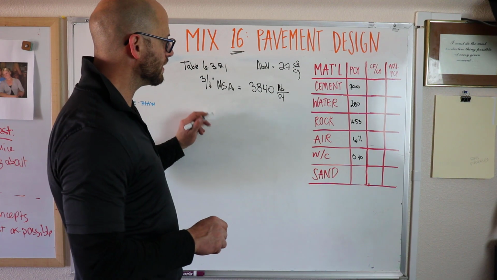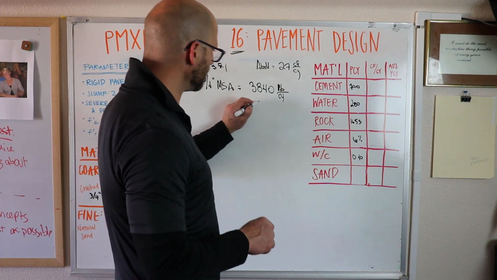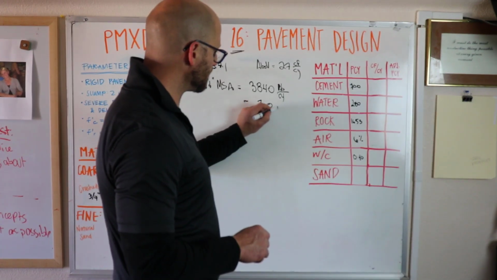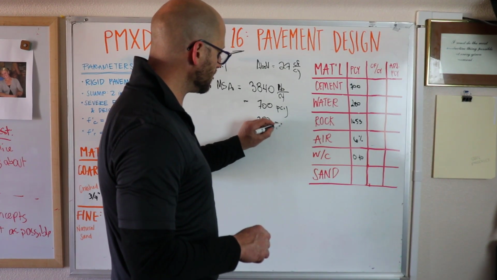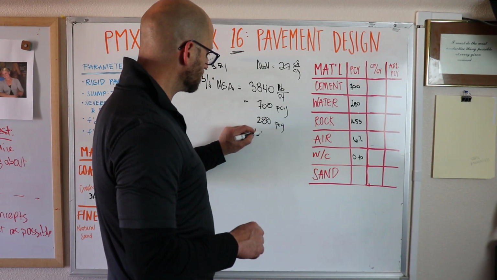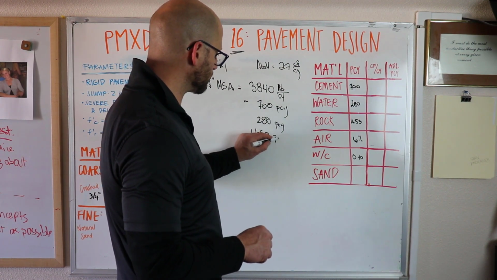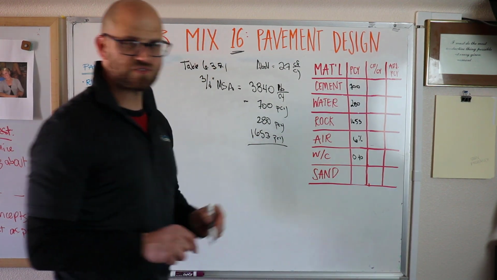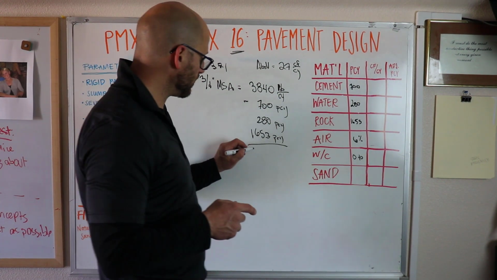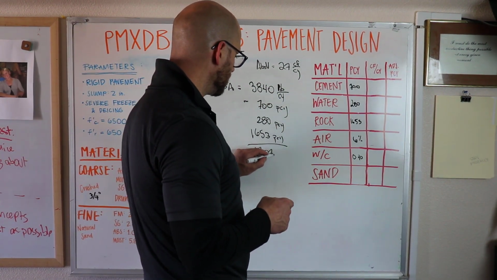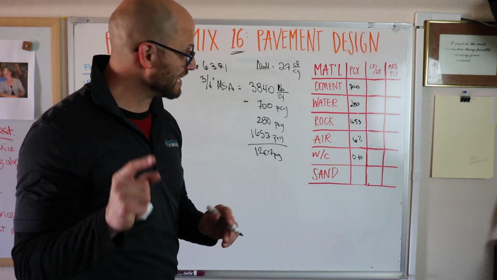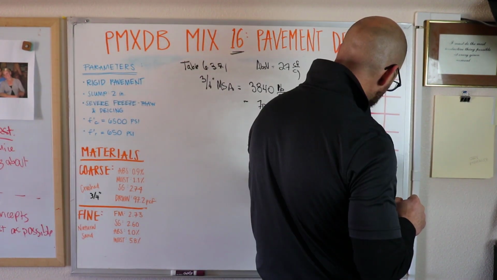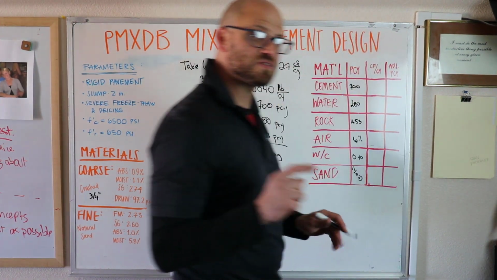Pounds per cubic yard. So if we start taking things out, Haley's going to work with me here. We take out 700 pounds per cubic yard, 280 pounds per cubic yard, 1,653 pounds per cubic yard. We're left with 1,207 pounds per cubic yard. I'm going to write that down in parentheses here because I don't like doing this method.